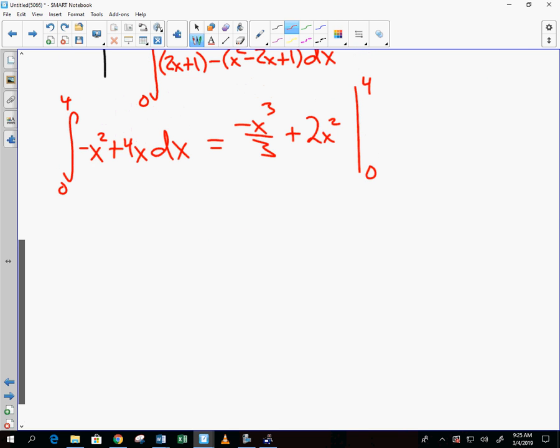I'm going to write it in terms of thirds. I have negative 64 over 3 plus, as I square 4, I get 16 times 2 is 32, so 96 thirds. Negative 64 thirds plus 96 thirds is 32 thirds.